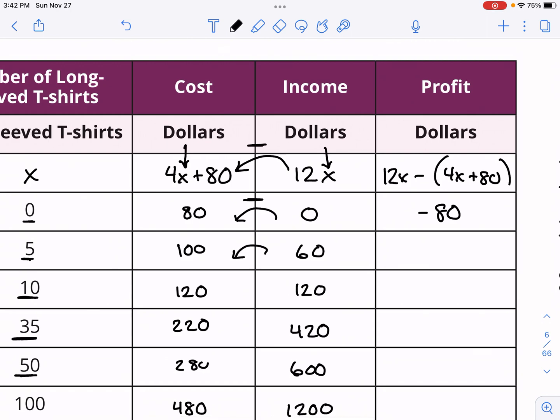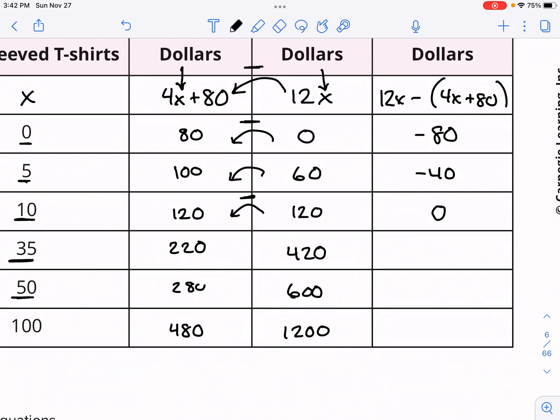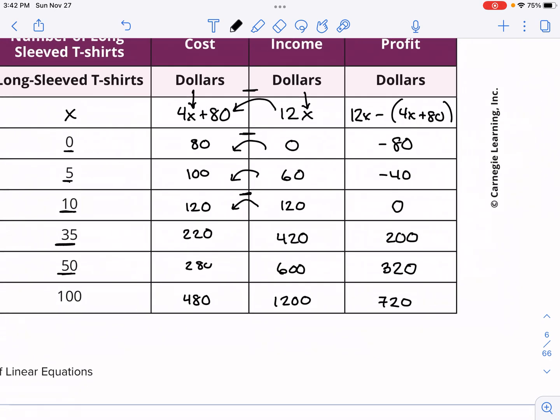If we only sell 5 shirts, that is 60 minus 100, which is negative 40. If we have 10 shirts, 120 minus 120 is 0. That's going to be an important observation there. I'll give you the rest. Next one is 200. Second to last is 320. And the last one is a profit of $720 when we sell 100 shirts.